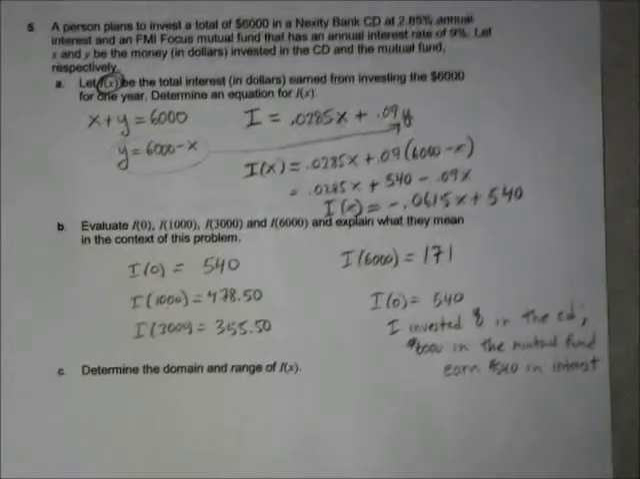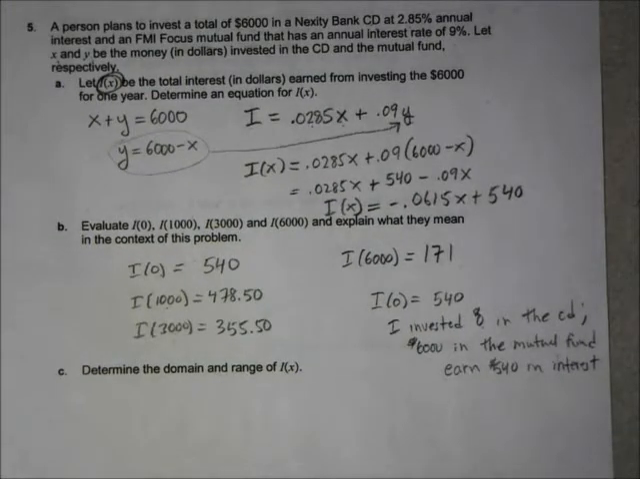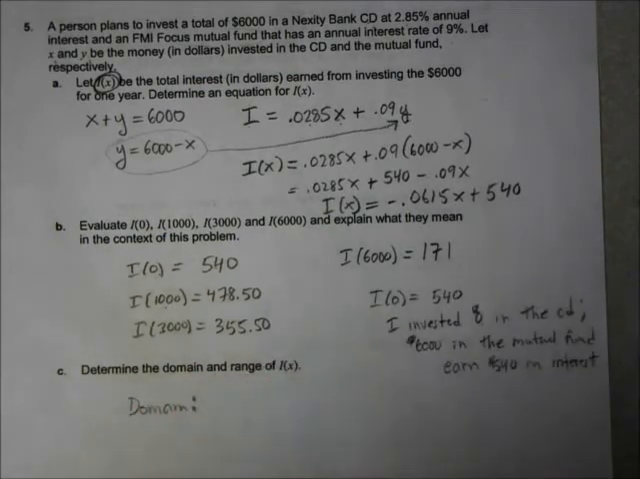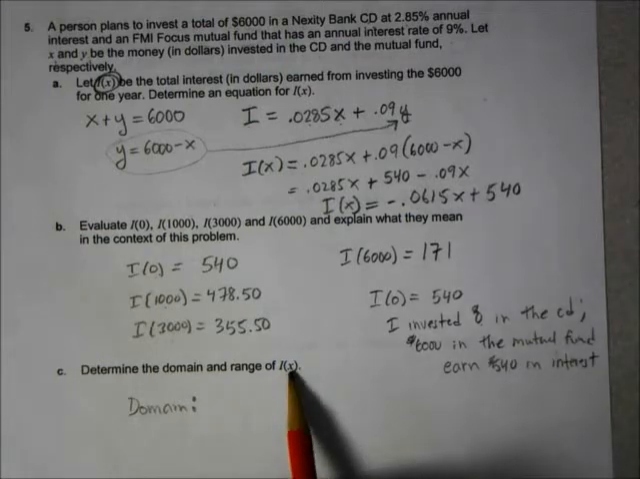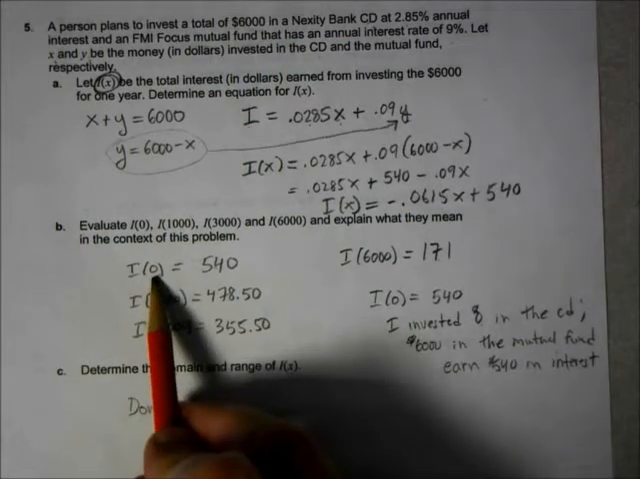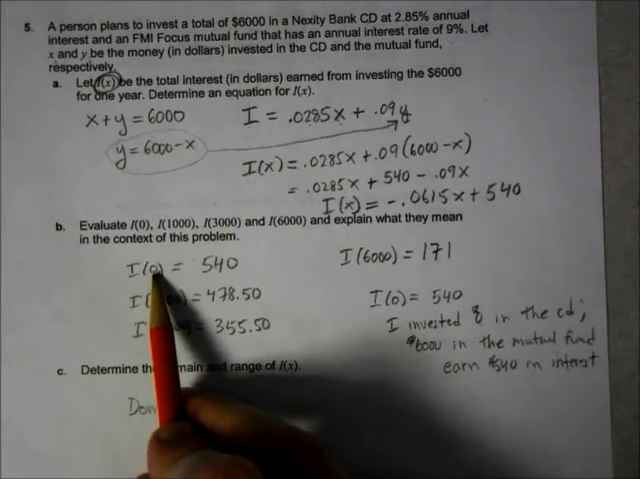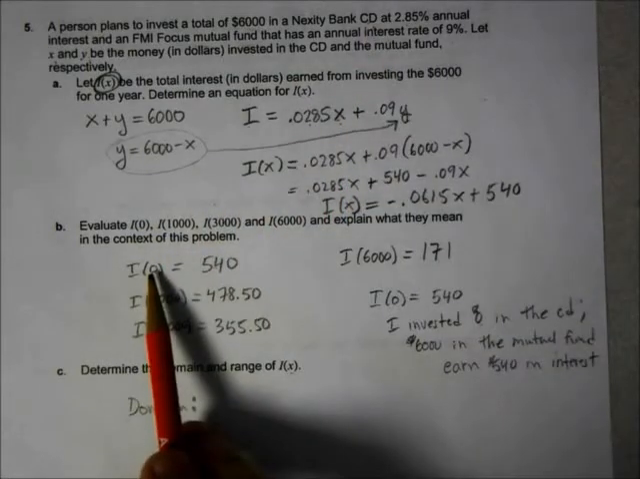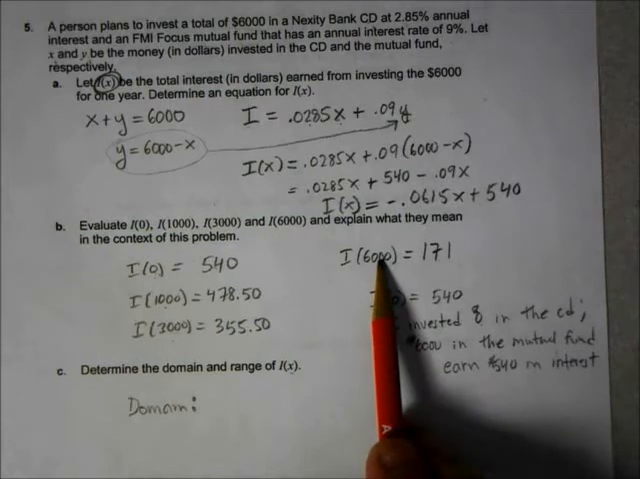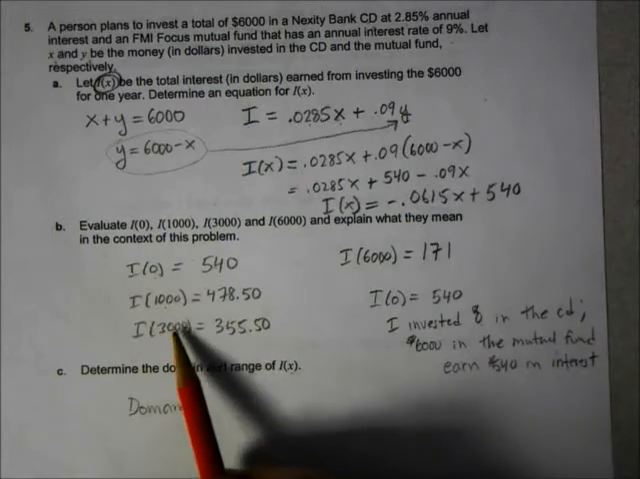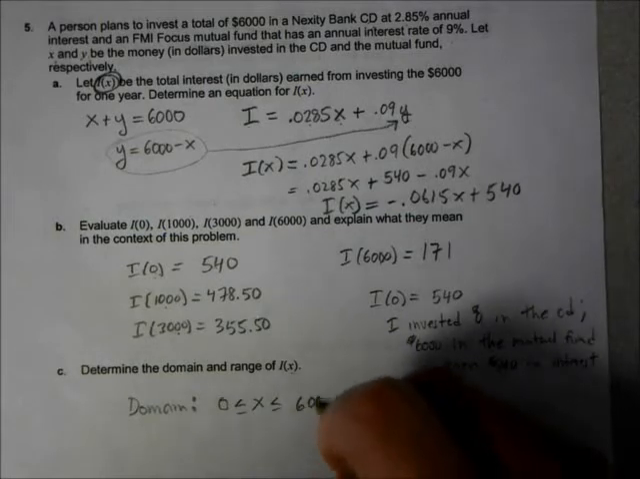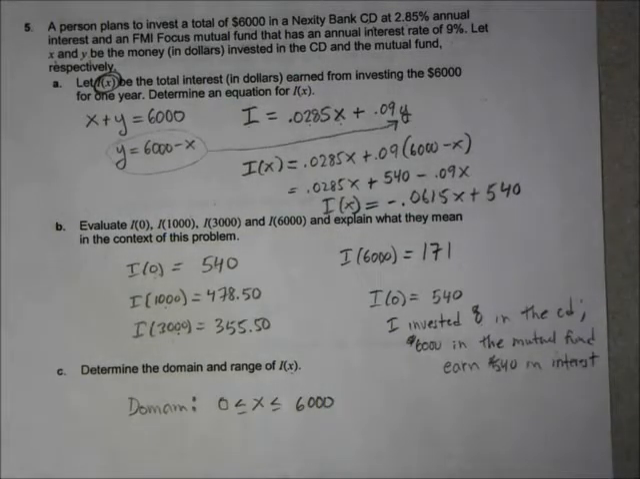Alright, well that very much leads to the next question. To determine the domain and range of I of x. We remember that domain means input values. So, the domain would be the x values. Well, my choices are, x could be 0. I could choose to invest nothing in the CD, or I could choose to invest 6,000 in the CD. That would be all my money in the CD. Or I could do anything in between, like 1,000 or 3,000. So my domain would be 0 less than or equal to x less than or equal to 6,000.